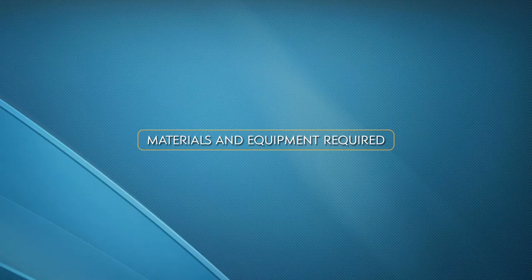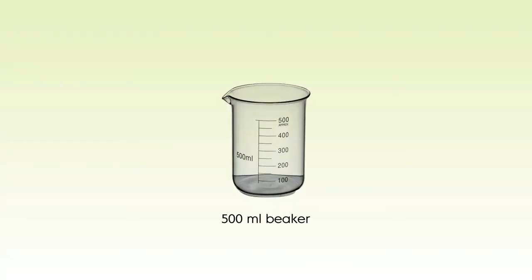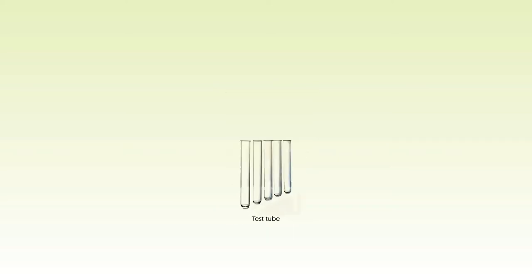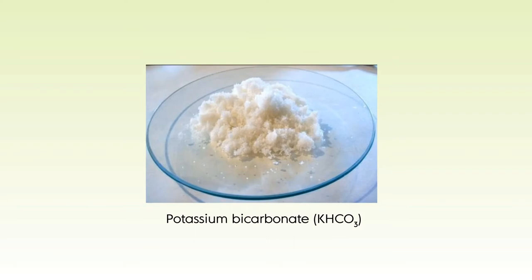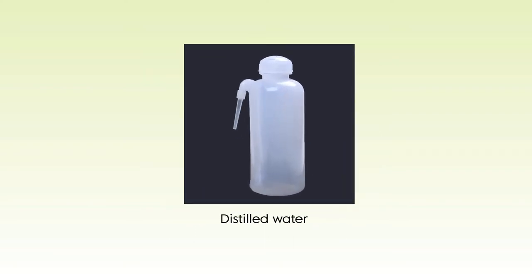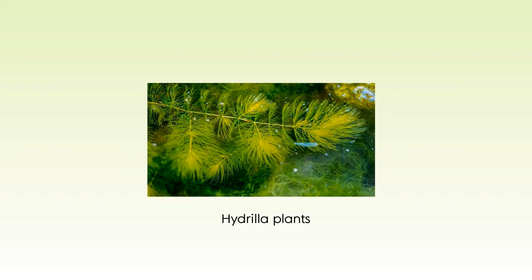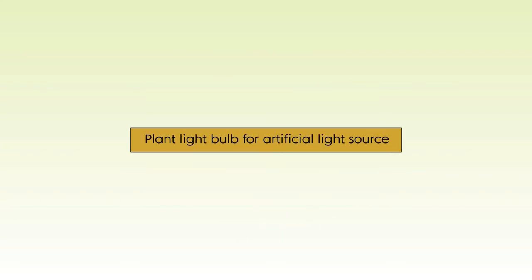Now let's come to the materials and equipment required for the experiment. We will need a 500 ml beaker, a test tube, funnel, 0.1% potassium bicarbonate solution, distilled water, hydrilla plant, a plant light bulb for artificial light source.